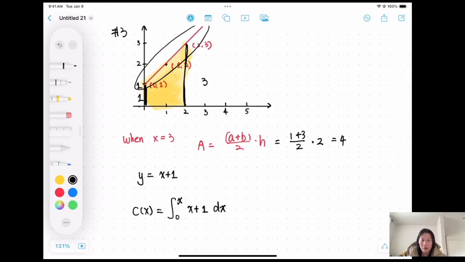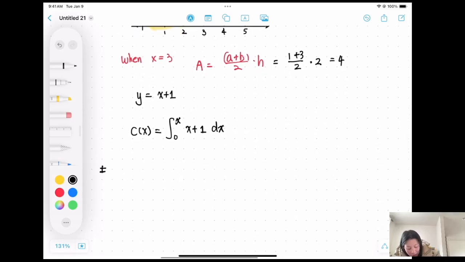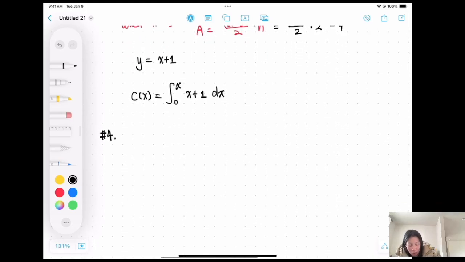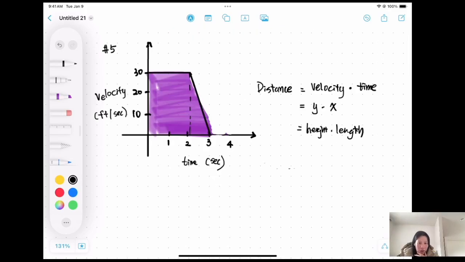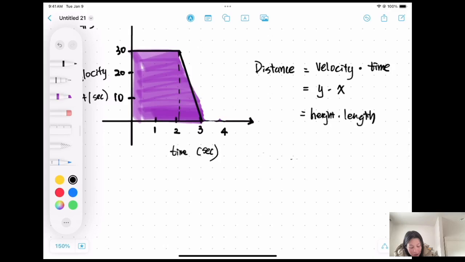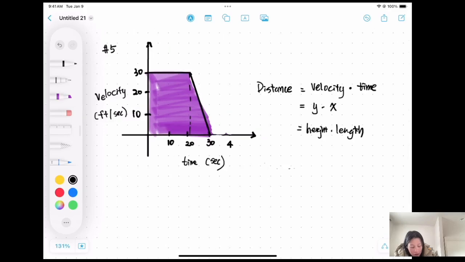Okay, now next question. Number 4 and number 3 are similar, so I'm not going to go over number 4. Number 5. Number 5 says that a car has a velocity shown in the graph. And then they ask you how far the car traveled after 13 seconds.